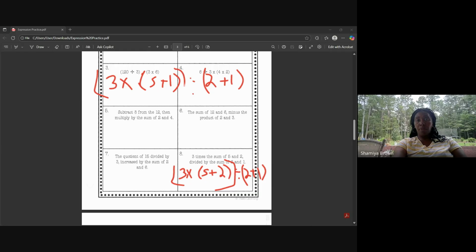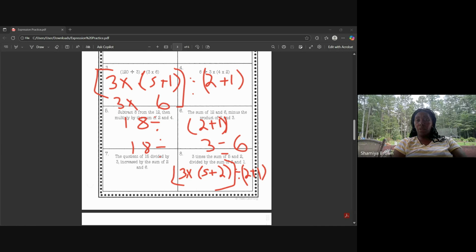Let me just do that. Putting this in brackets, that means I have to do all of this first. So if I do 5 plus 2, it gives me 7. Then I do 3 times 7 to get 21. Then it's supposed to be a division sign. Then I would divide that by the sum of 2 plus 1, which is going to give me 3. So I do 21 divided by 3 to get 7.